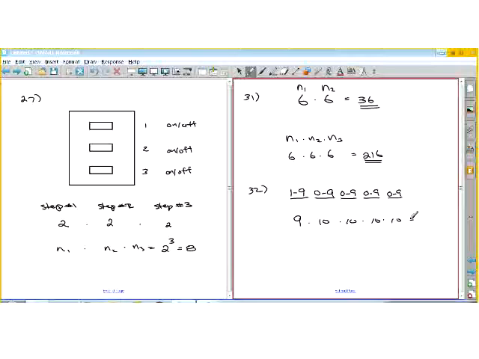And so the number of possible 5-digit numbers is going to be the product of those 5 things, which ends up being 90,000. So there are 90,000 5-digit numbers.